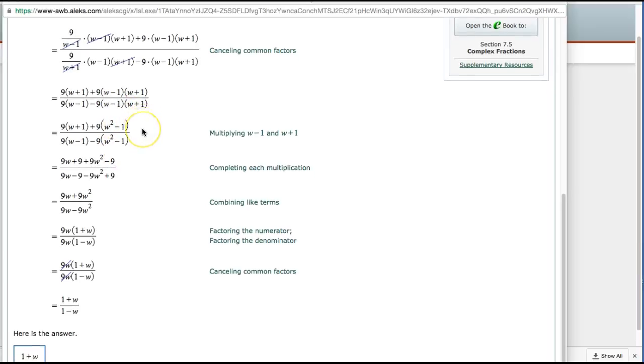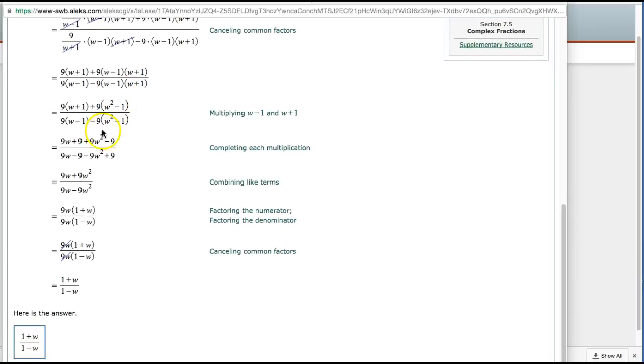You get these. Now, really, the slick way to do it right now would be to factor out a 9 and cancel it. Now, Alex doesn't do that, so I'm not going to do that to you. Here, the 9 got distributed. See that? 9w plus 9 plus 9w squared minus 9. That's just distributing that 9, that 9, that 9. Again, the 9s are all going to cancel in a minute anyway. Now we've got combining like terms. This 9 and this 9 go to 0. So then I'm left with 9w plus 9w squared, that term and that term.